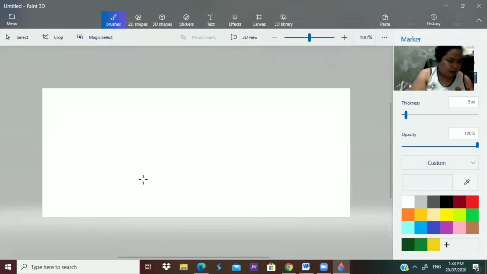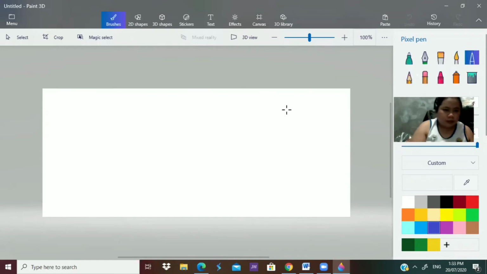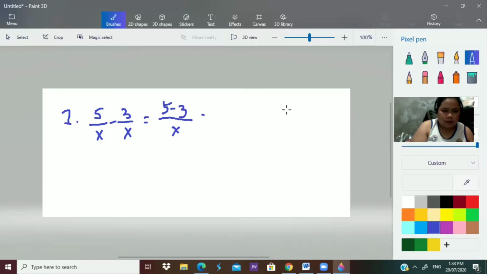Okay. So, let us proceed on our first example. So, number one, you have here 5 over x minus 3 over x. So, we copy the denominator and subtract the numerator. So, you have 5 minus 3. So, you have now 2 over x. So, this is our final answer.